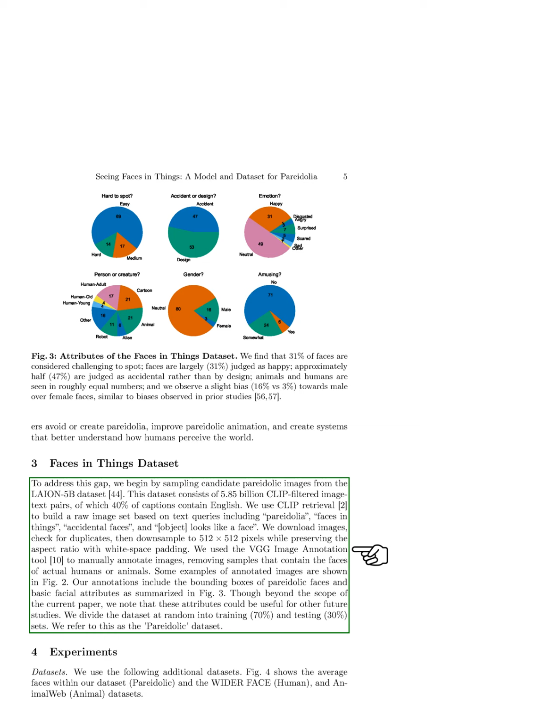We randomly split the dataset into training, 70%, and testing, 30%, sets, referring to it as the pareidolic dataset. For our experiments, we also utilize additional datasets. We compare average faces from our pareidolic dataset with those from the WIDER FACE, human, and Animal Web, animal, datasets. WIDER FACE is a well-known benchmark for face detection, containing over 32,000 images and nearly 394,000 faces, with significant variability in scale, pose, and other factors. We use the provided splits for training, validation, and testing, calling this the human dataset.